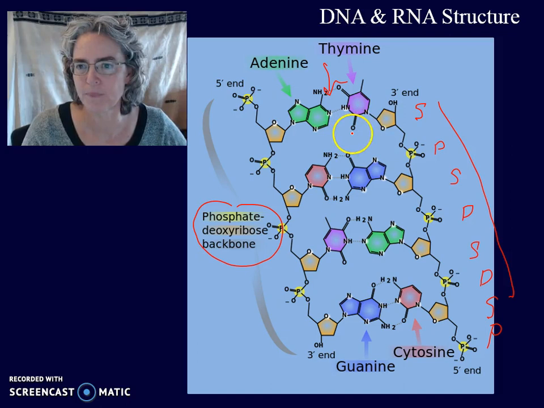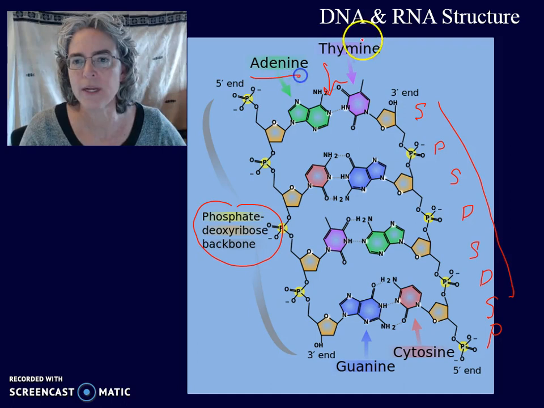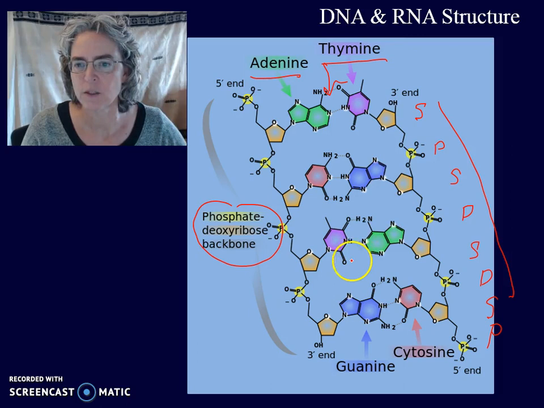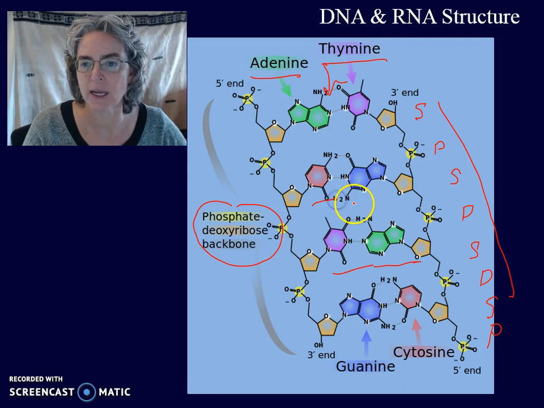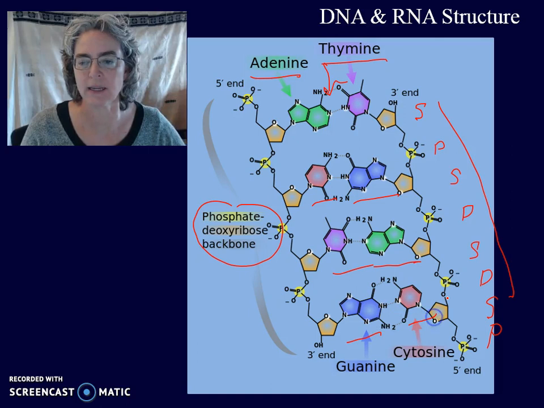Okay, and another thing that we can notice is that adenine always hydrogen bonds with thymine. So we've got adenine and thymine over here, adenine and thymine down here, and we've got cytosine right here and guanine right here. And again, guanine and cytosine.